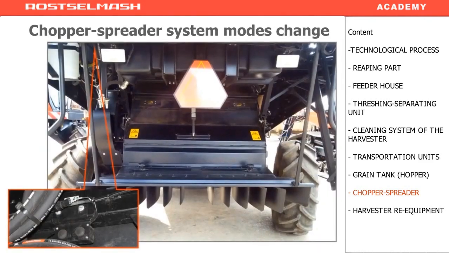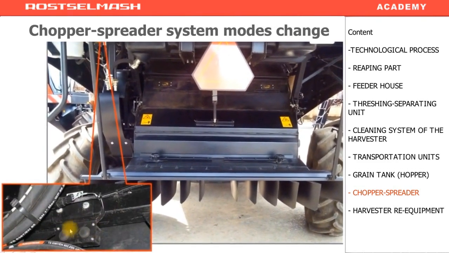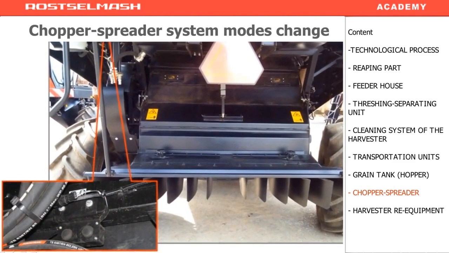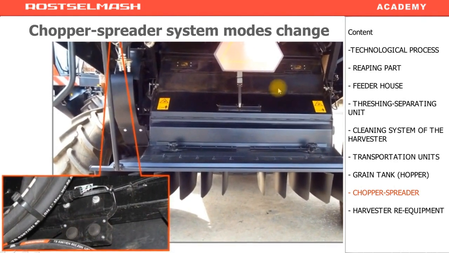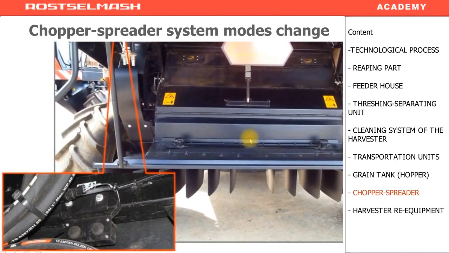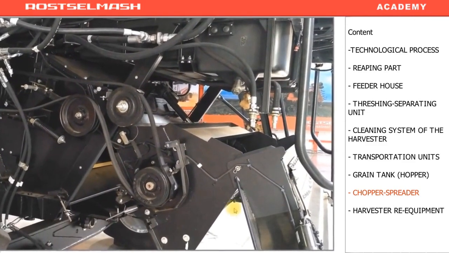To change the operation mode between the chopper and the windrower, use the given control panel, which is located at the top at your arm's length. Before pressing the buttons to change the mode, you have to unblock the clippers on both sides of the harvester and take out the fingers on both sides. After you have taken out the fingers and unblocked the clippers, you operate the buttons, and with the help of the electric mechanism, the chopper is folded. This picture shows the complete folding of the chopper.